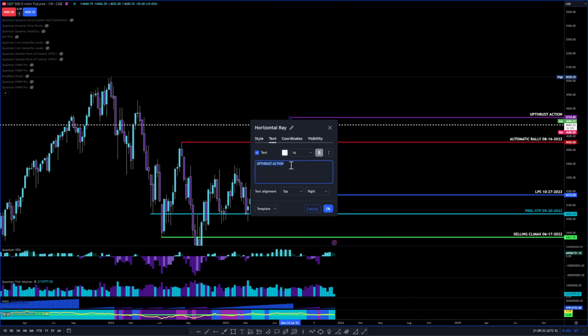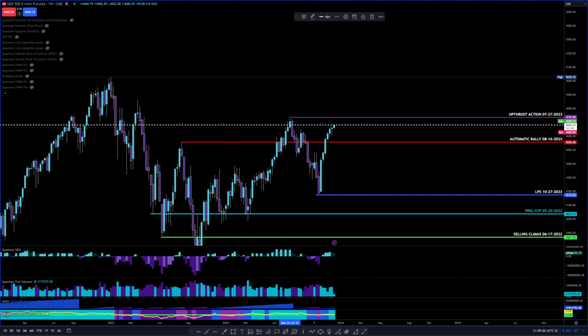Hold on one second. That was actually 2023. So we had that upthrust action right there, breaking out of this zone of the range above the automatic rally, which is a sign of strength. And we had a minor little pullback here.